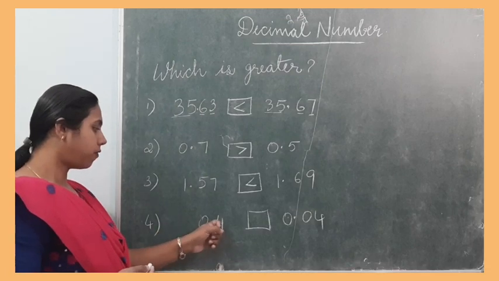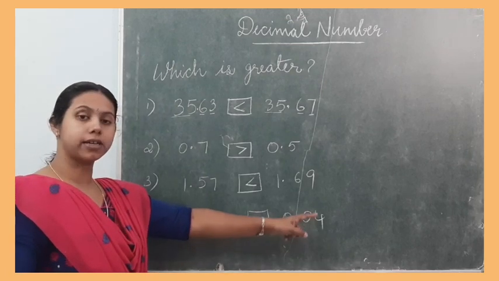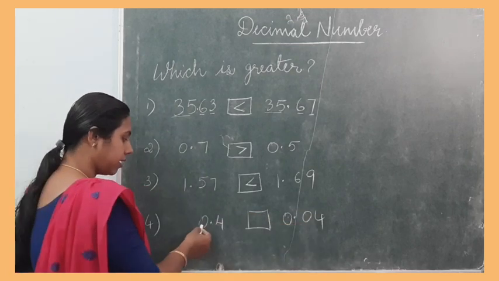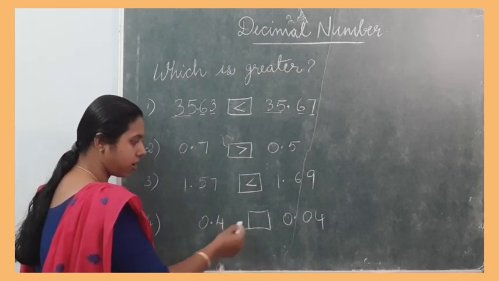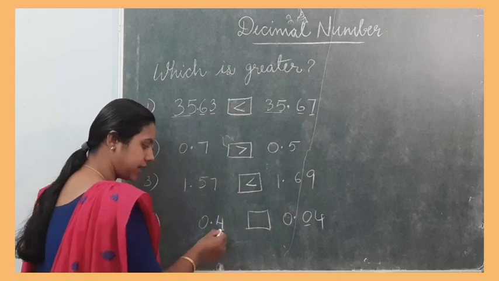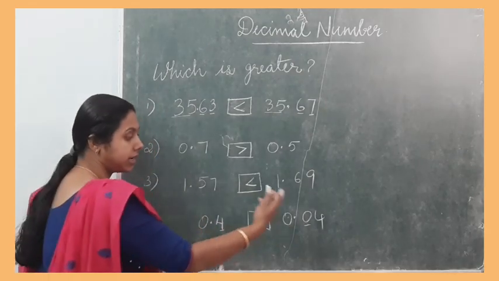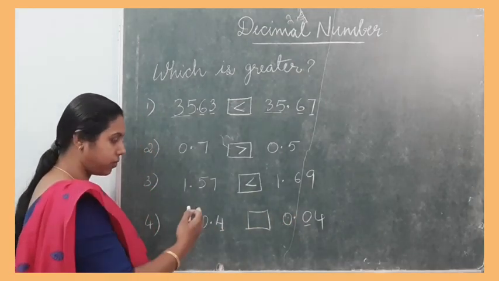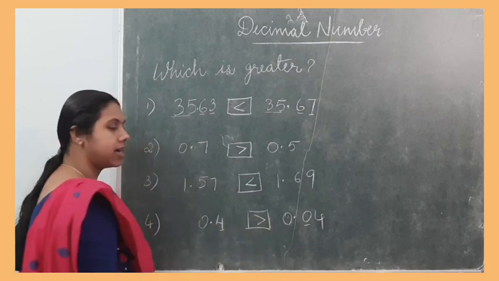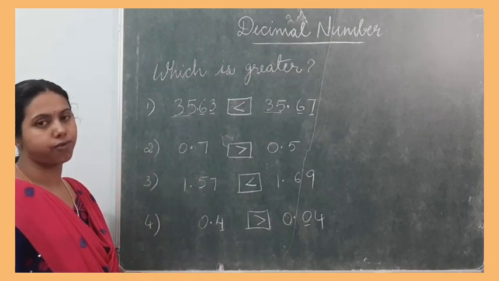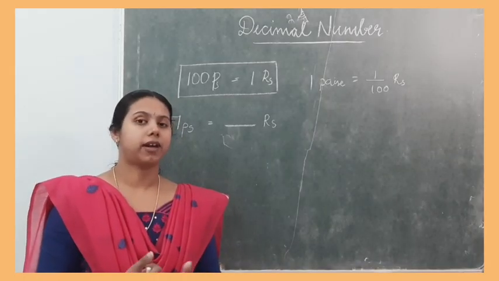Next, 0.4 and here 0.04. The whole number part is 0. Look at the decimal part. Here it is 4, here it is 0. Which is greater? 4 is greater than 0. So which number is greater? 0.4 is greater than 0.04.